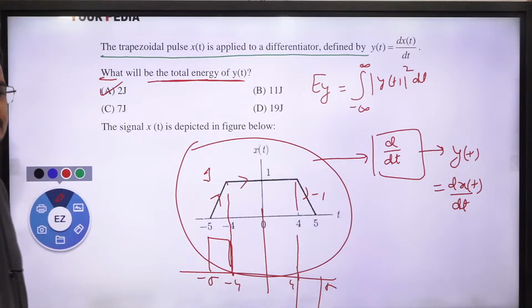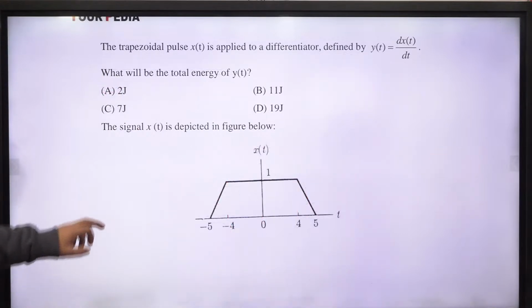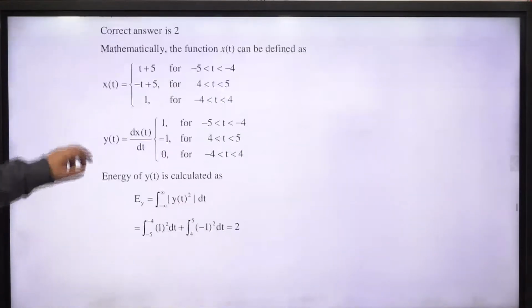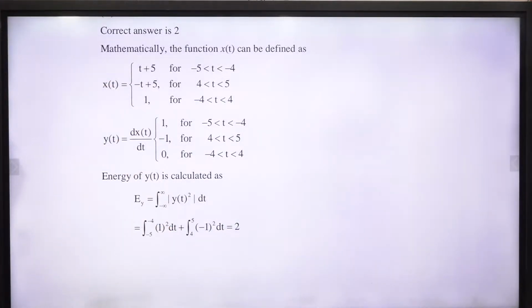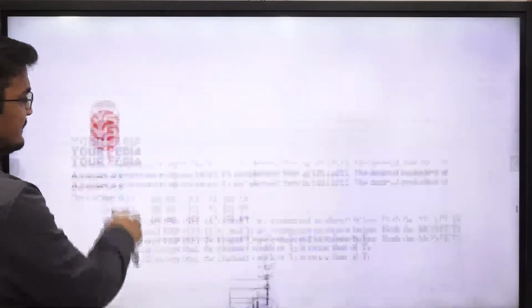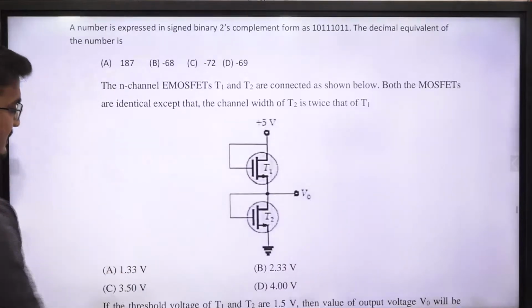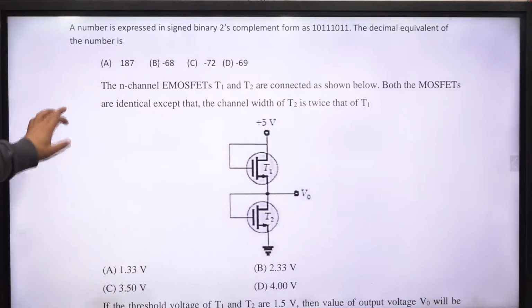Is it clear? So this is the shortcut method. If you people want to go conventionally, you may follow like this one. But I will never allow this approach. Okay. Yes, Mr. Anil, right, true answer. 2 joule is the right answer. So guys, answers are there. So now go for this question.